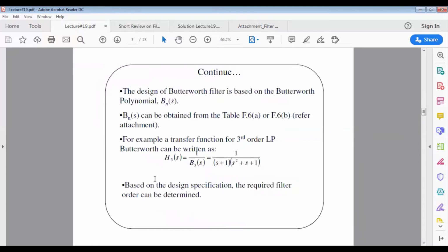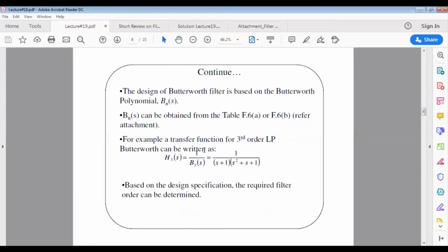The design of the Butterworth filter will be based on the Butterworth polynomial. This is what I mentioned just now. It is very important for us to understand how to obtain the normalized transfer function, because it will be used to design the Butterworth filters. B_n(S) can be obtained from table F6A and F6B, and I give you the same example in the slide.